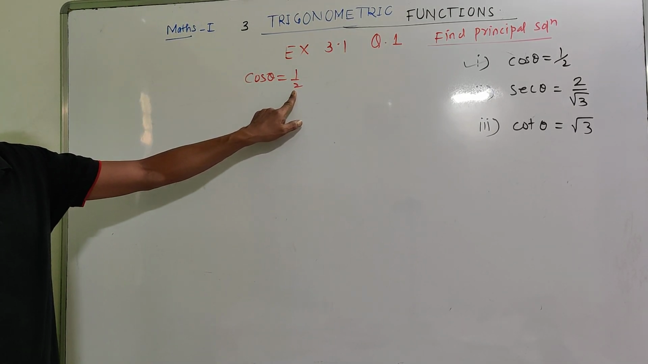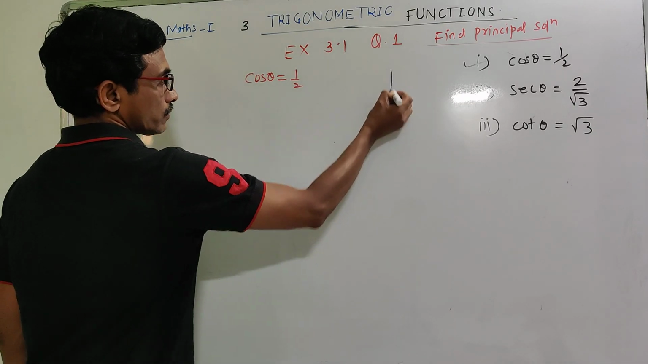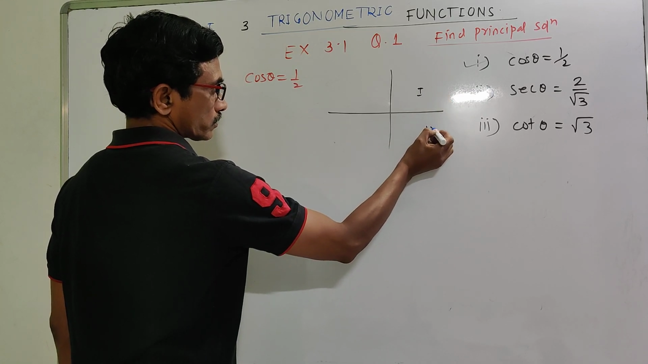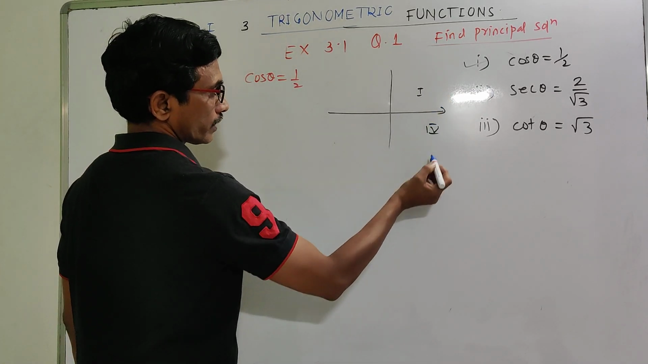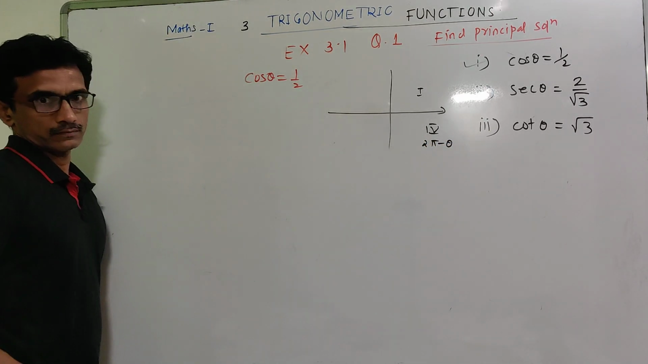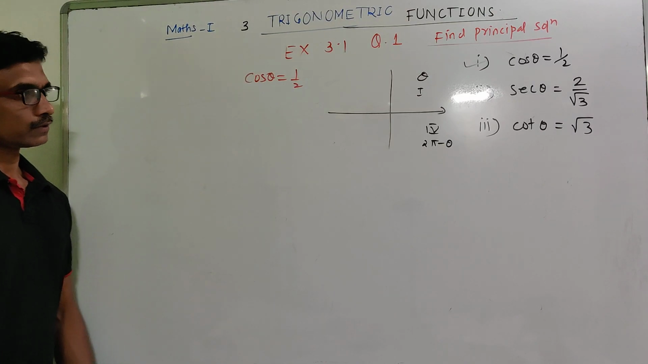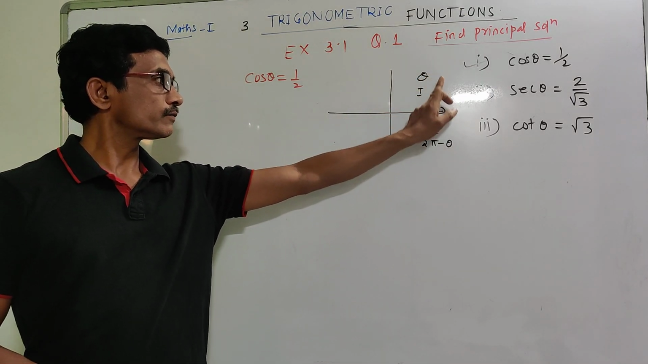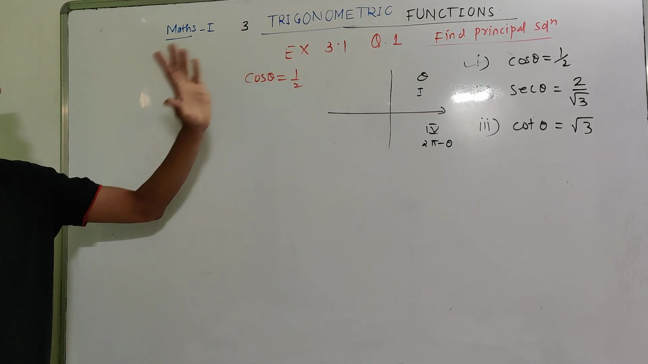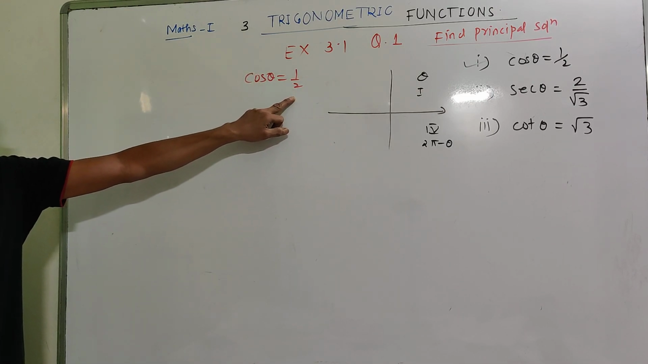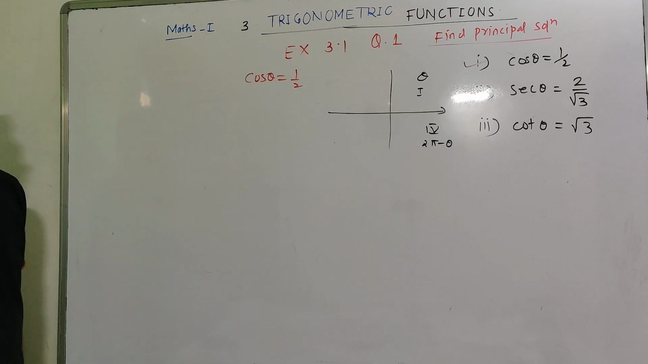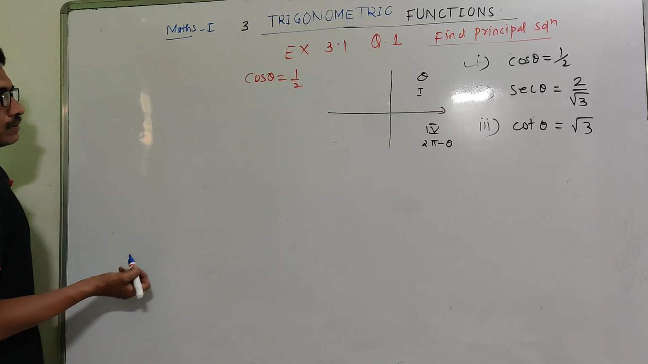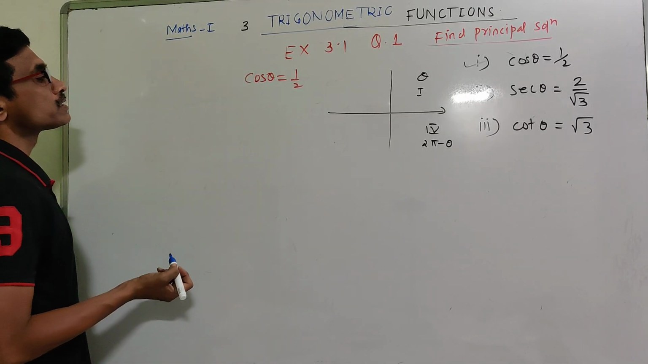See, it is positive, and we know cos is positive in first and fourth quadrant. This is our first quadrant, fourth quadrant. In the fourth quadrant we write 2 pi minus theta, and in the first quadrant theta. Since cos theta is positive, our answer must be in first and fourth quadrant. And you know cos of which angle is 1 by 2, that is 60 degree. So our theta must be 60 degree. That is the first principal solution.